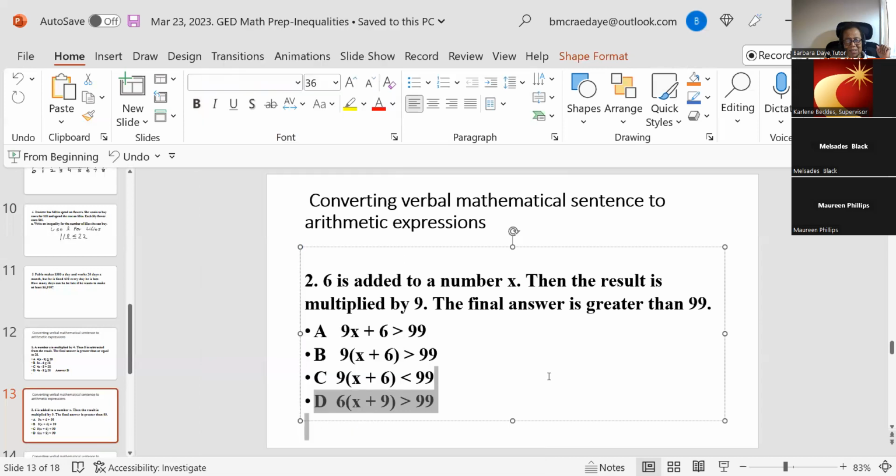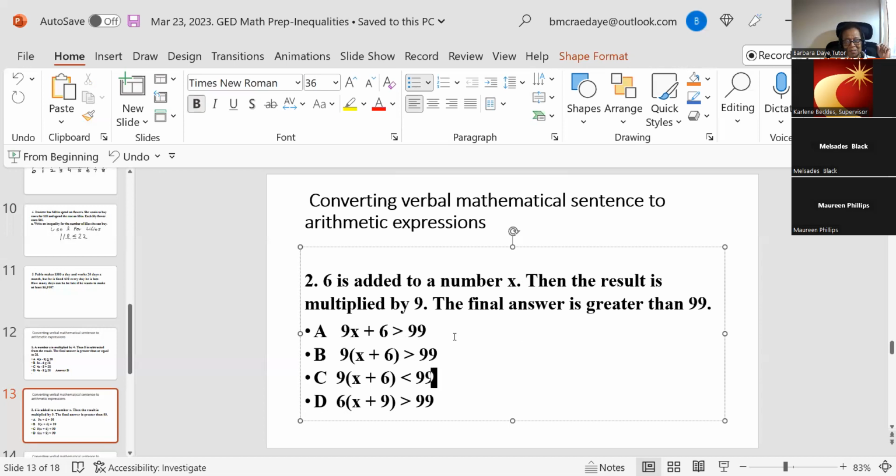Oh, I see. Got it? So it can't be D. What is it, Mercedes? A. Is it A? No, it's got to be B. It says 6 added to a number, result multiplied by 9, and the final answer is greater than 99. It's B.